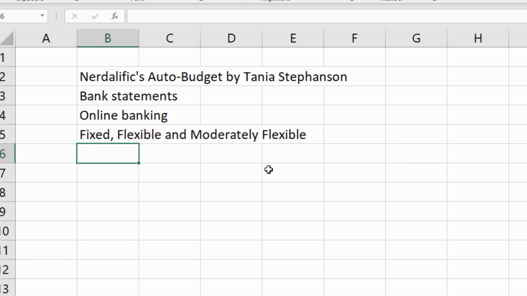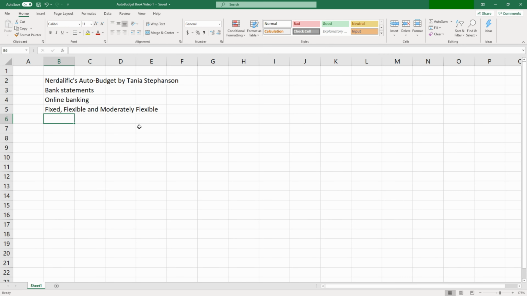Fixed expenses include bills that do not vary in amount and you have no choice but to pay. Things like your rent or your mortgage, your insurance, those kind of expenses, the big ones. Flexible expenses are fully adjustable amounts based on how much you want to spend on it, but things that you need to save for, things like gifts and groceries. The moderately flexible are things you must pay, but the amount owing may fluctuate. Things like your credit card debt and your utilities.